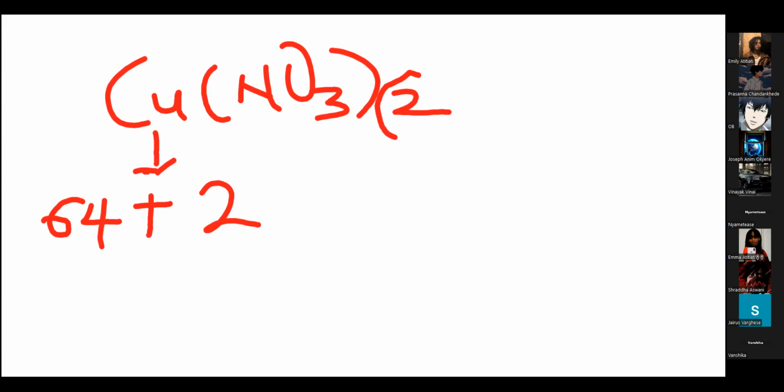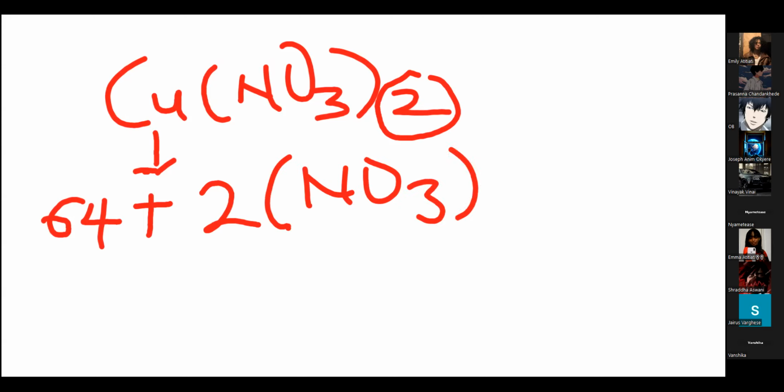This 2 here is expanding the bracket, so it's expanding the NO3 bracket. You know how you do it in math. The funny part is you can do the thing, but your molar mass calculation can mess you up. If they give you the molar mass, hallelujah.